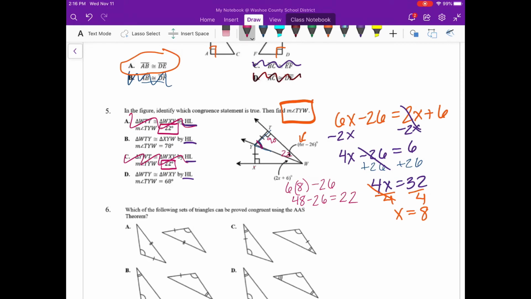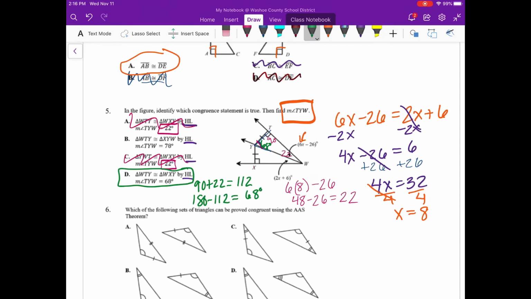And I know all triangles add up to 180. So when I do 90 plus 22, I get 112. And then I have to take 180 minus that 112. Okay, so I get 68 degrees. And that's how much this angle is going to be. So 68 degrees is my answer.